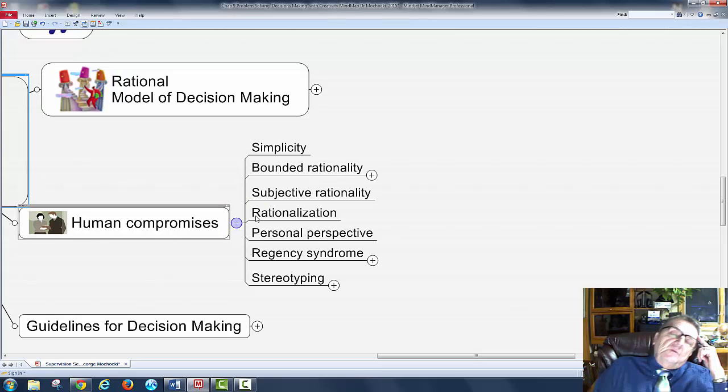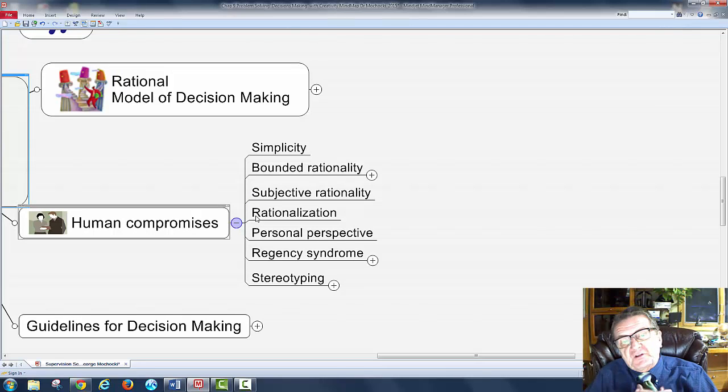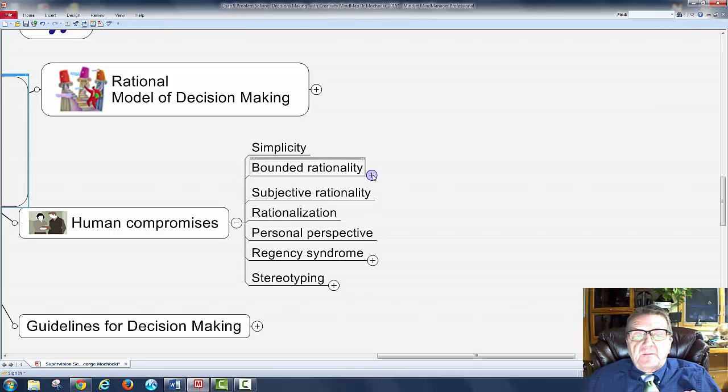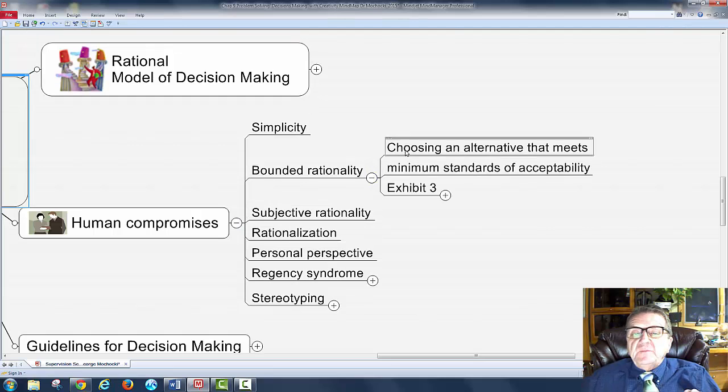Okay, now human compromises. When I'm looking at human compromises, people will compromise when it comes to decisions. To make a good decision, it has to be simple. Don't make the decisions very complex because basically you're going to have more problems than you started. So you look at simplicity. You look at bounded rationality. All that means is choosing an alternative that meets the minimum standards of acceptability.